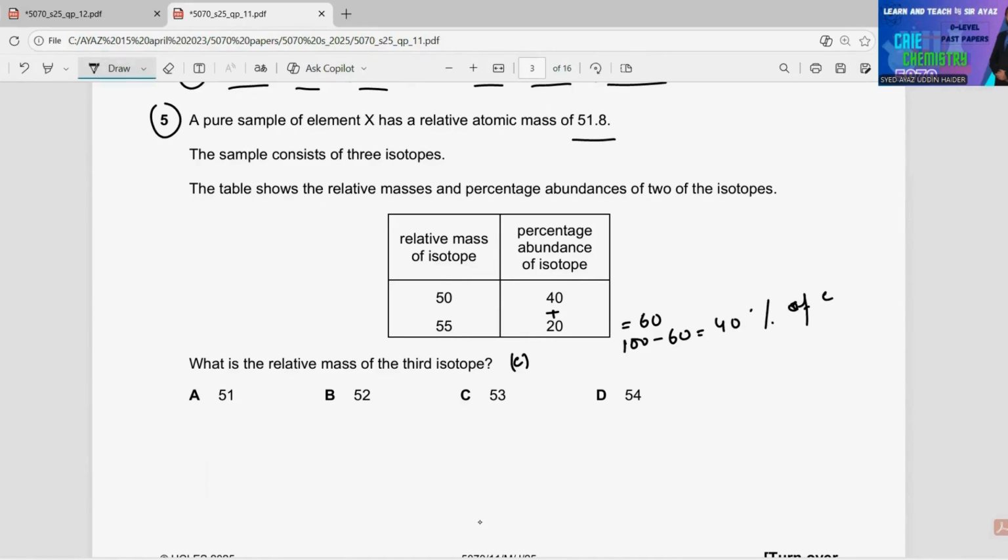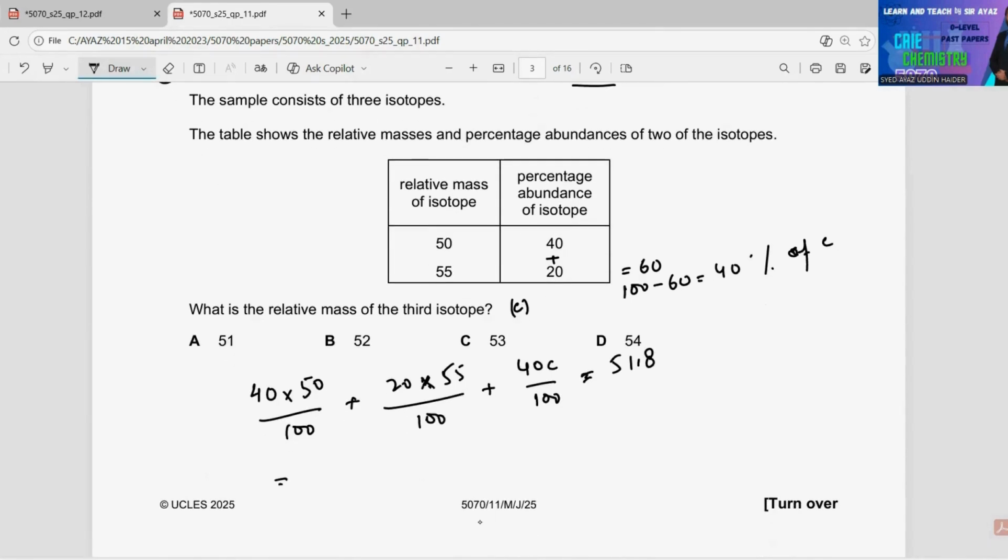Percent of C. So I want to calculate the relative mass of the third isotope. So we have 40% of isotope with mass of 50, 20% of isotope with relative mass of 55, plus 40C, and the relative mass is 51.8.